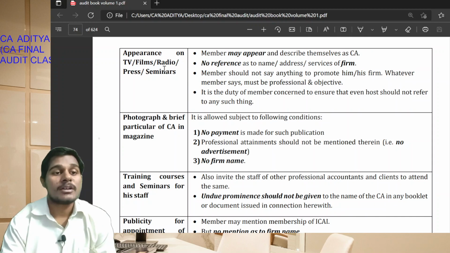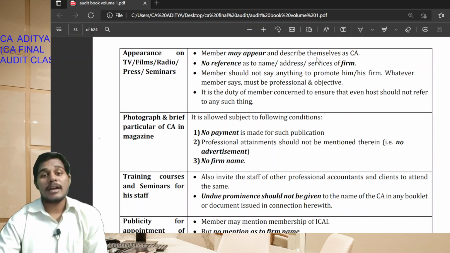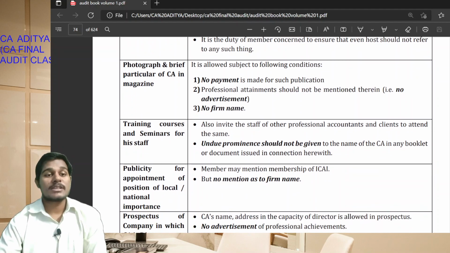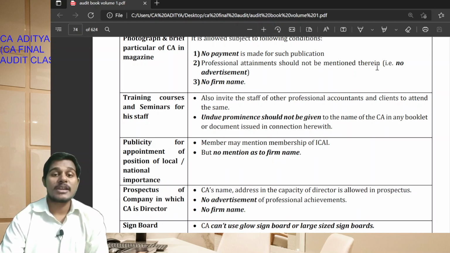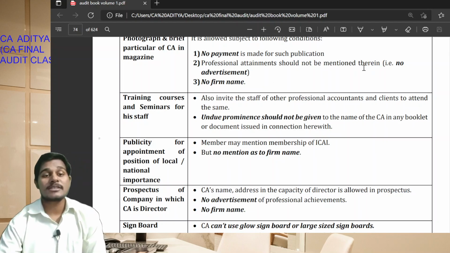Appearing on telephone or seminars, members may appear and describe themselves as chartered accountants. No reference to the firm name. Okay students, photograph and brief particulars of a CA in magazines: no payment shall be made for such publication, and professional attainments should not be mentioned. No firm name should be mentioned.